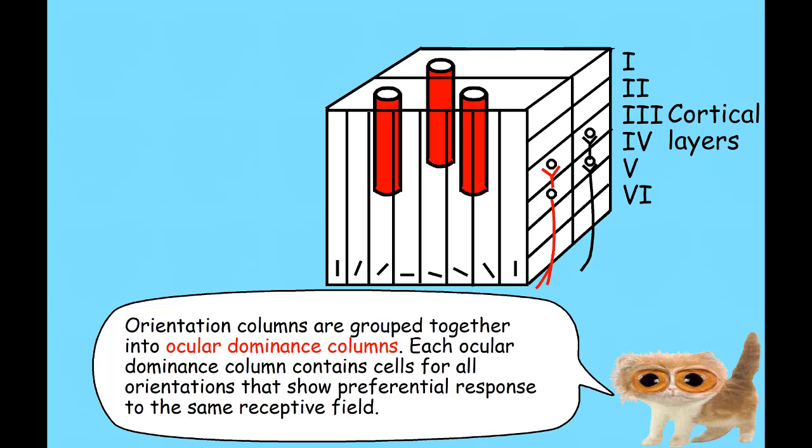Those orientation columns are grouped together within the visual cortex into ocular dominance columns. And each ocular dominance column contains cells for all the orientations that show a preferential response to the same receptive field. So here we have two ocular dominance columns.